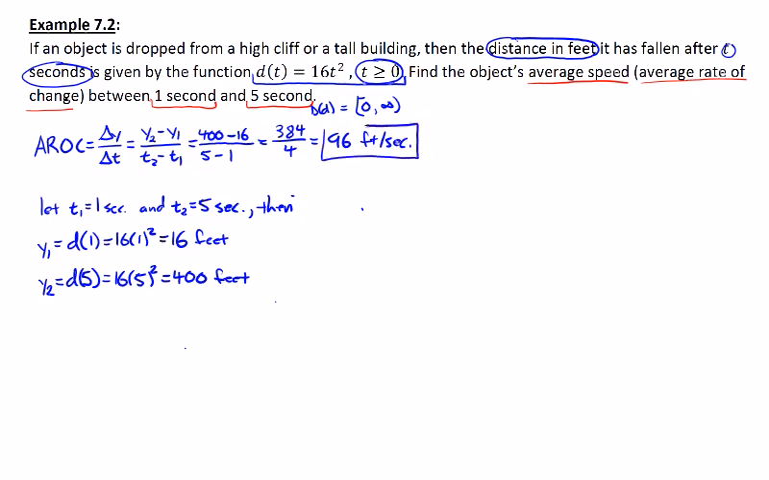So the unit is feet per second because the numerator, which is 400 minus 16, is 384, and those units were both feet. And the denominator, which ends up being 5 minus 1, giving us 4, is in seconds, and so that's where we get the unit feet per second. And 96 feet per second is the average speed of this ball between 1 second and 5 seconds after it's been dropped.